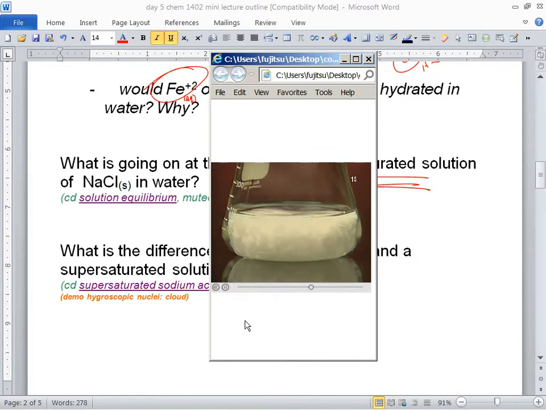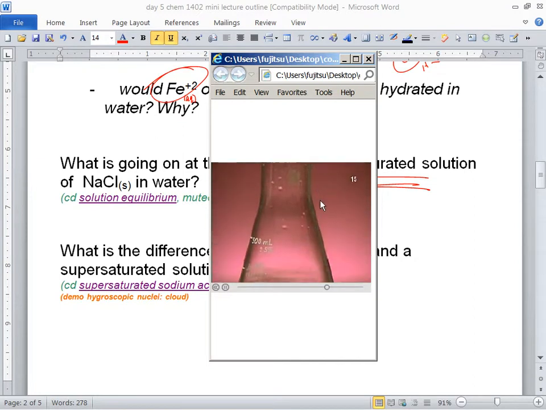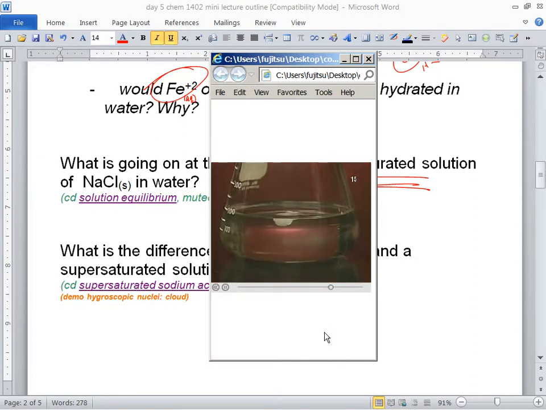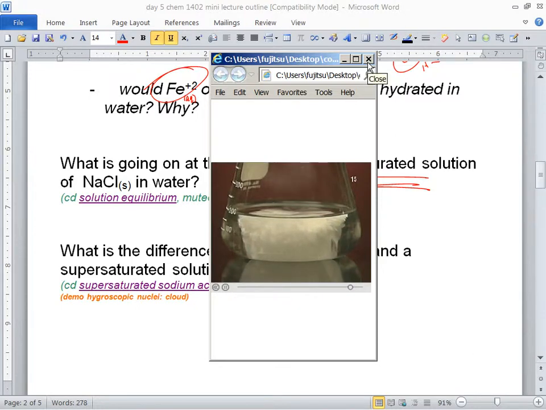So everything in that supersaturated solution, it just grabs onto that hygroscopic nuclei and just starts precipitating out. It's solid. I mean, it's an extreme case of supersaturation, but it works. So you can take the flask and lift it upside down. Nothing's going to come out of there.